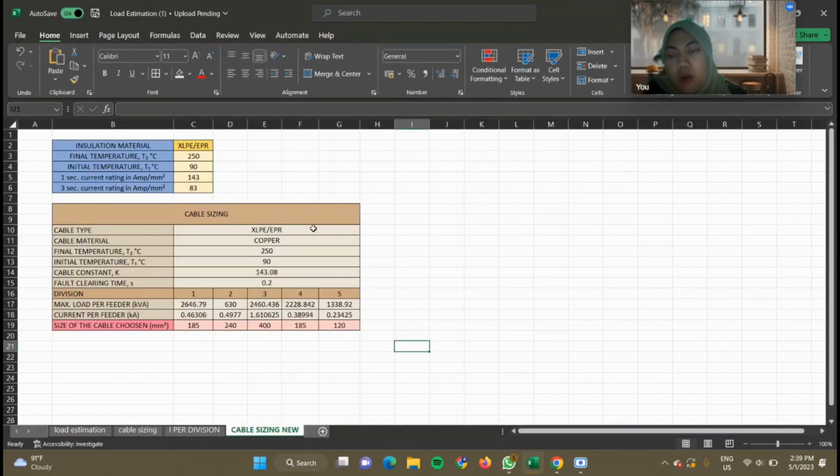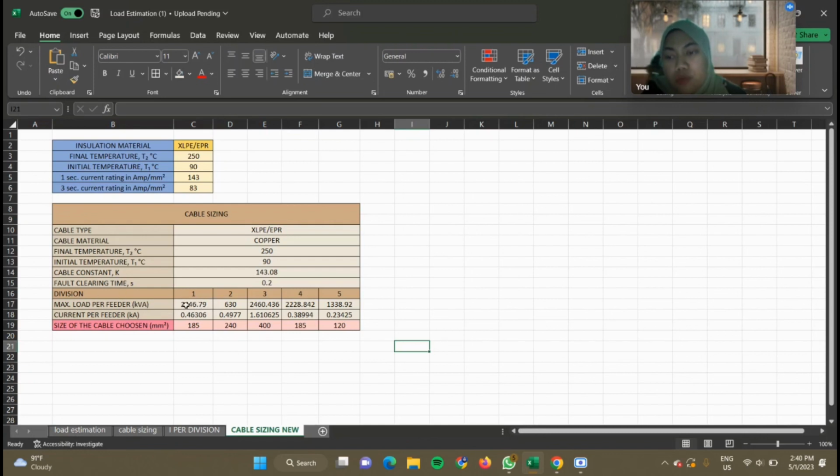Okay, for our cable sizing, we choose the cable type of XLPE, EPR. Cable material is copper. Final temperature for this cable is 250 degrees Celsius and the initial is 90 degrees Celsius. The cable constant is 143.08. For clearing time, we use 0.2. For division 1, 2, 3, 4 and 5, we calculate the maximum load per feeder.